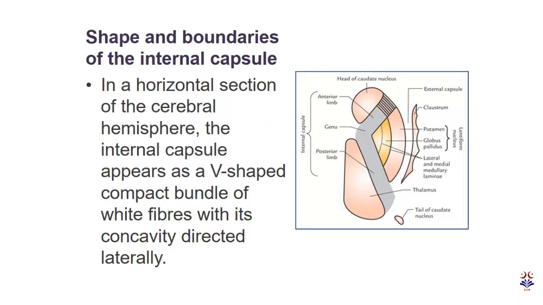Here we see the shape and boundaries of the internal capsule. This is the V-shaped structure, the internal capsule. You see the horizontal section. This is a compact bundle of white fibers, and its concavity is directed laterally. So this part is lateral and this is the medial part. And these are the different relations: medially the caudate nucleus and thalamus, and laterally the lentiform nucleus. This whole is the lentiform nucleus, which has different parts, and we will study them afterwards.